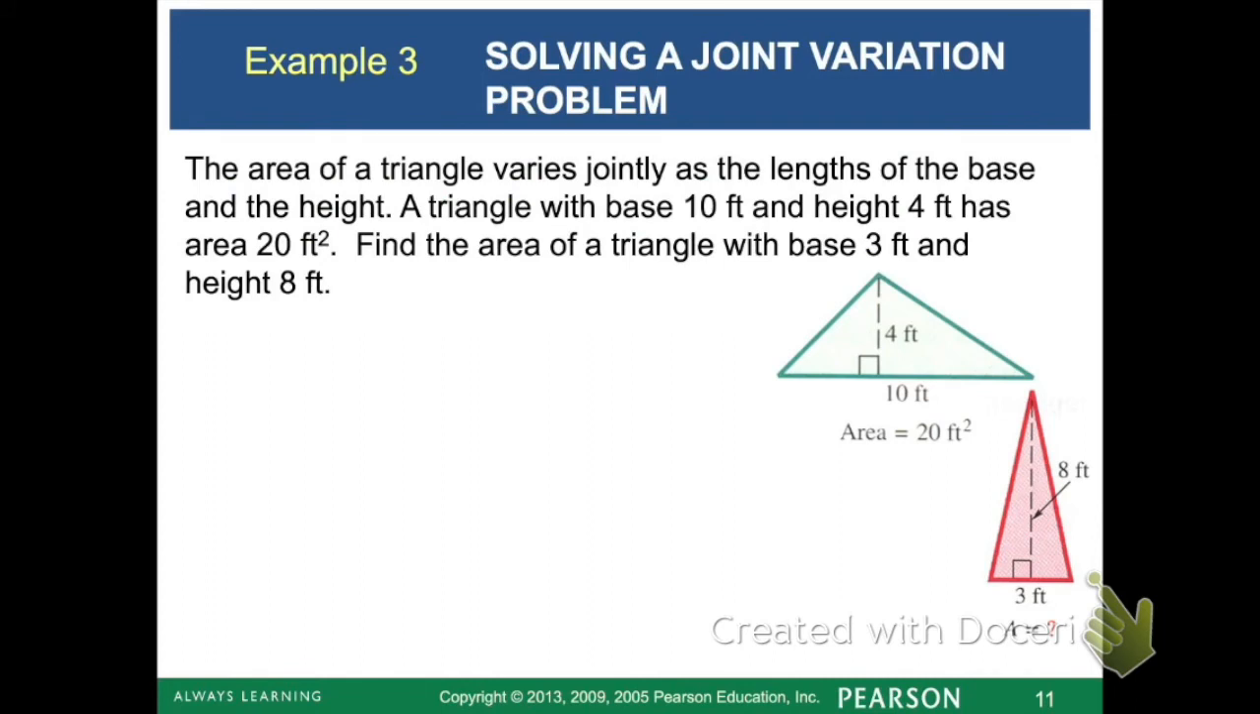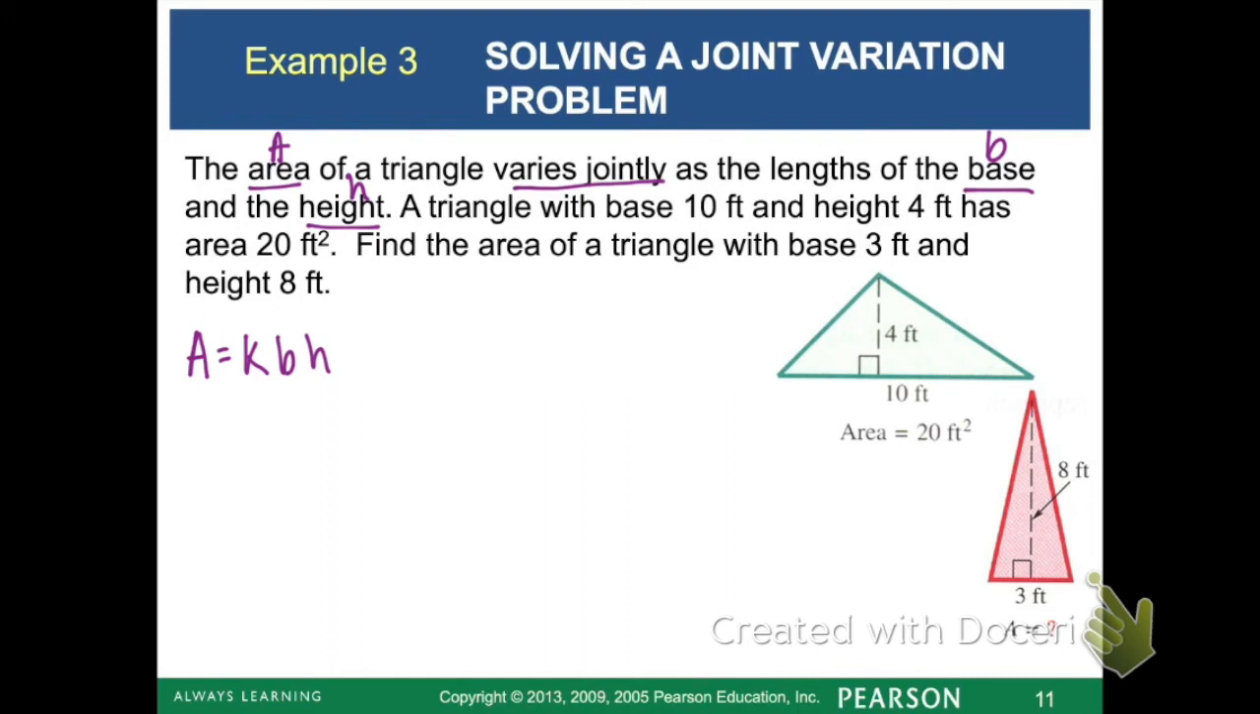Example 3. The area of a triangle varies jointly as the lengths of the base and the height. So there's my equation I'm going to write out. I have the area equals k times b times h. B and h stand for base and height. Base and height didn't have any exponents on them, so I'm just going to leave them as exponents of 1. No exponents written there.